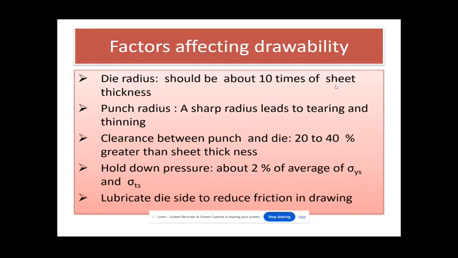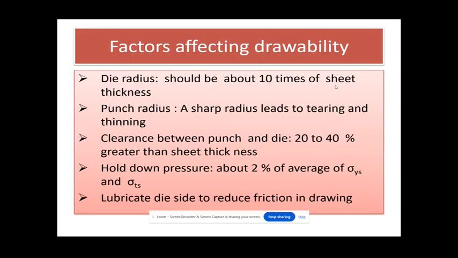Then we talk about factors affecting the drawability. For example, take die radius. Die radius should be as generous as possible. Die radius should be about 10 times the sheet thickness. Then talk about punch radius. Punch radius should be as generous as possible. Sharp punch radius leads to tearing and thinning. Then we talk about clearance. The clearance between the punch and die should be greater than sheet thickness. It is usually 10 to 40% greater than sheet thickness.